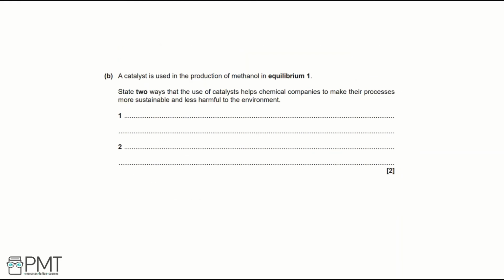Part B. A catalyst is used in the production of methanol in equilibrium 1. State 2 ways that the use of catalysts helps chemical companies to make their processes more sustainable and less harmful to the environment. So the first way that catalysts mean that the process is more sustainable and less harmful to the environment is that they result in a lower energy demand. And the second way is that you've got less carbon dioxide emissions or less fossil fuel emissions. So these are the 2 points to get the 2 marks in this question.